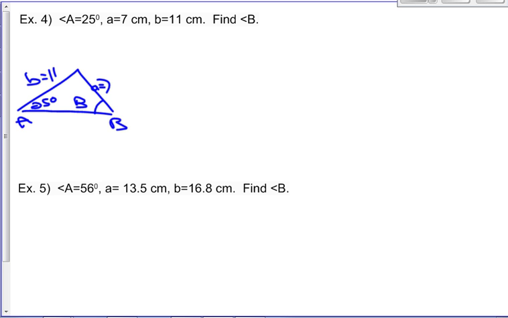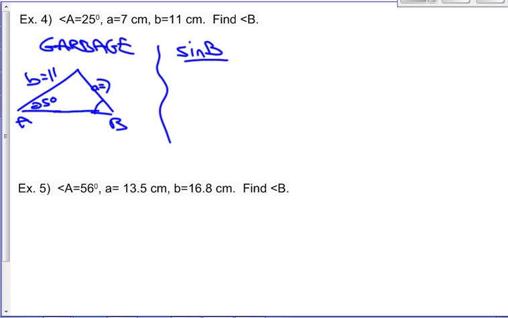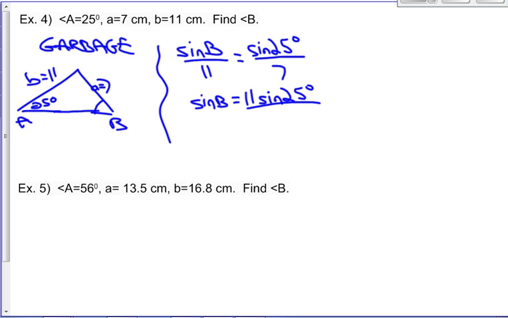Okay. So that may or may not be how it's actually drawn. There may be two ways that it could be drawn. I'm actually going to scratch this diagram out when I'm done. I want angle B, so I'll say sine B over 11 equals sine A, which is 25, over its opposite side. So sine B is 11 sine 25 over 7.